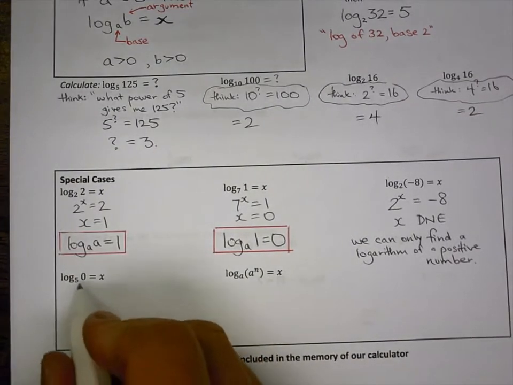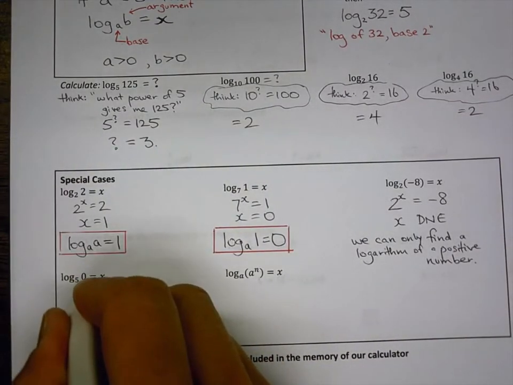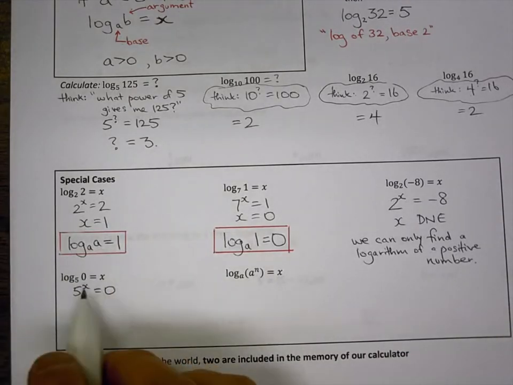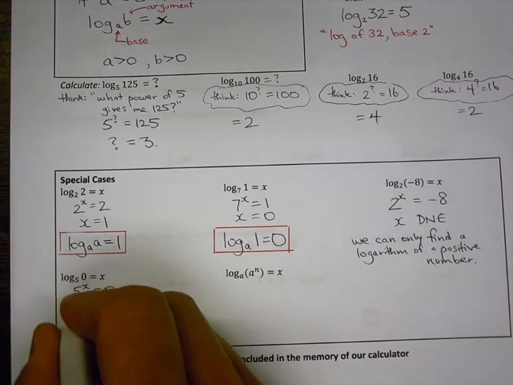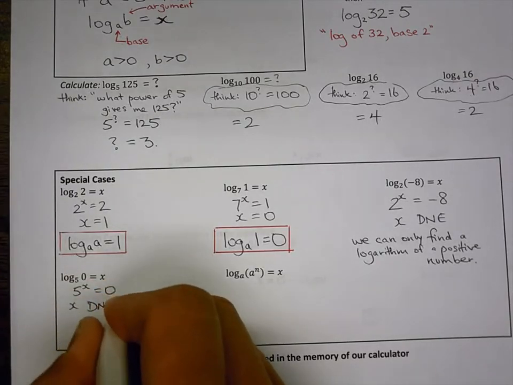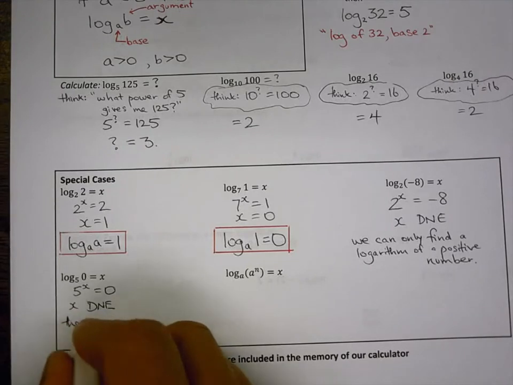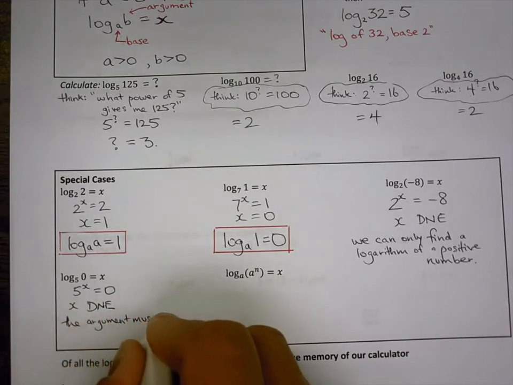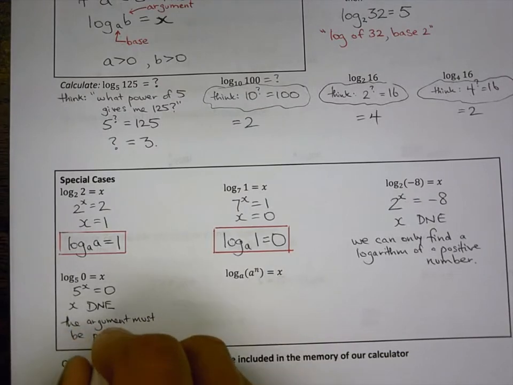Okay, what about this one? Log of 0. So that's going to be 5 to the power of x is equal to 0. What number? Oh, this is impossible. There's no number that will give me 0. So x does not exist. The argument must be positive.